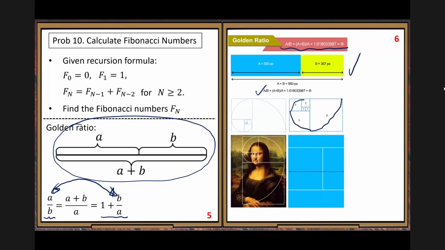Just reciprocal, right? B over A is the reciprocal of A over B. So if we represent A over B as one number, x, because A and B are two different numbers and we want to simplify, we use one number to represent the ratio, x. Then B over A is the reciprocal of x, that's 1 over x. So you get an equation: x equals 1 plus 1 over x.